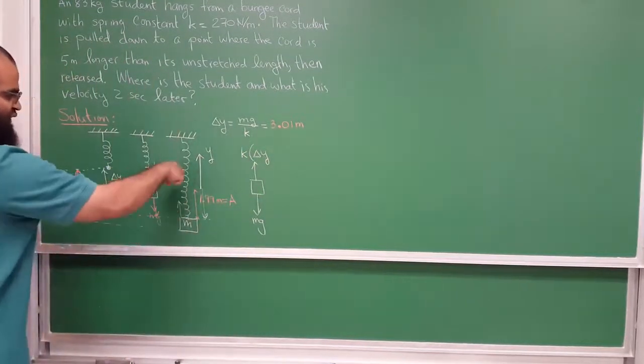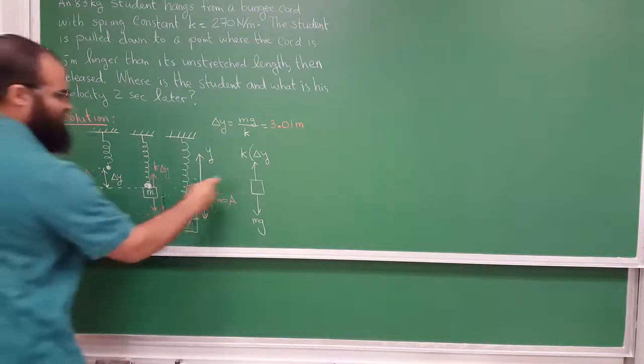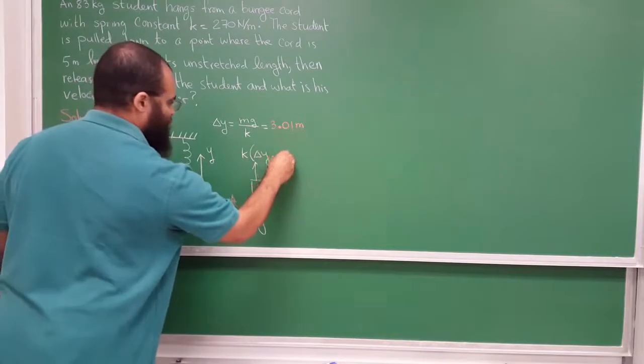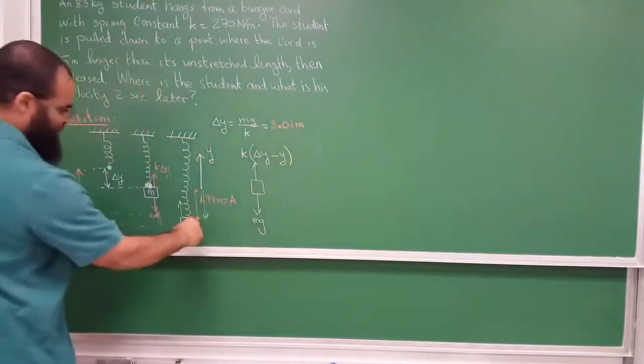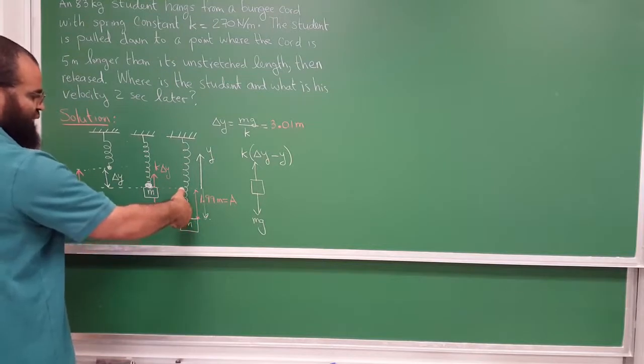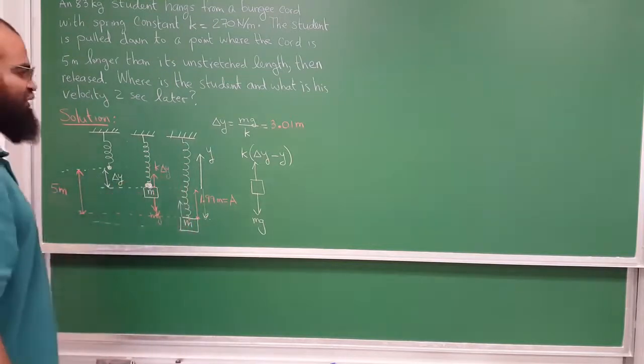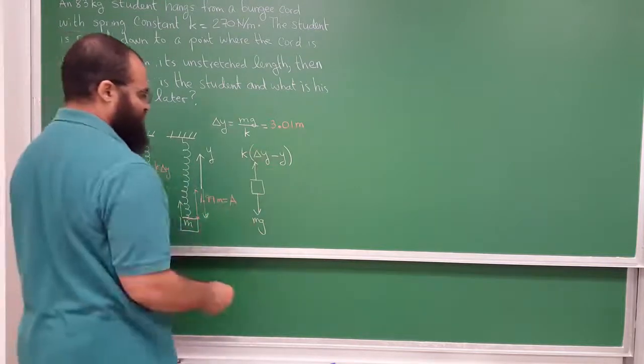But y is positive this way and it's negative this way. When y is negative, the absolute value will be negative y. So you have negative y, right? If y, let's say, is negative 3 meters, you have to put a minus sign in front of it to be positive 3, and you add to it the delta y. That's the total stretch of the spring, and that's the force of the spring.